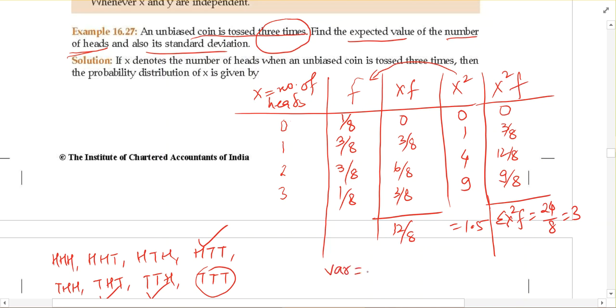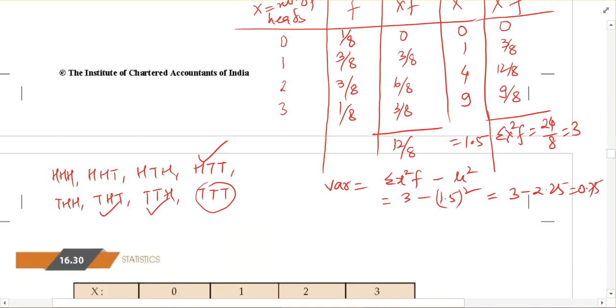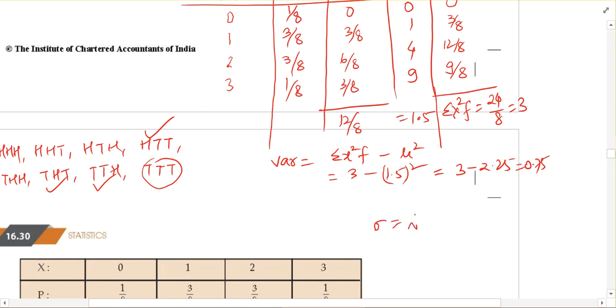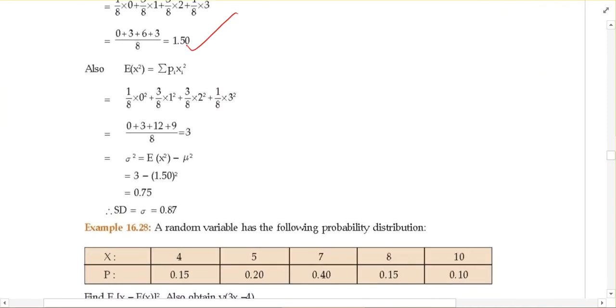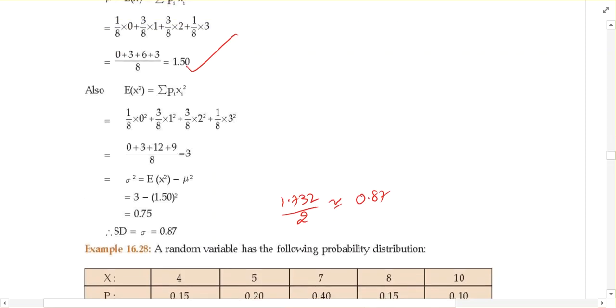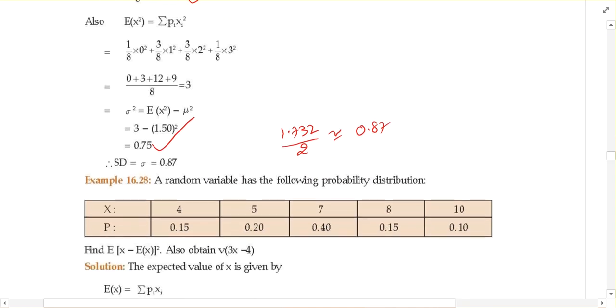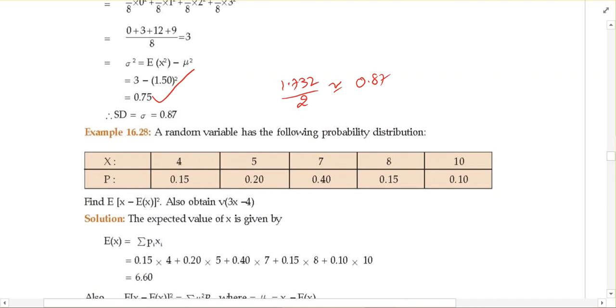So variance is sigma x square f minus mu square, that is 3 minus 1.5 square, 3 minus 2.25, that is 0.75. 0.75 is the variance, so standard deviation will be equal to root of 0.75. We can write it root of 3 by 4, that is root 3 upon 2, approximately 1.732 by 2, so 0.87. Variance is 0.75, standard deviation is just root, so approximately 0.87. That you can do with your calculator also.